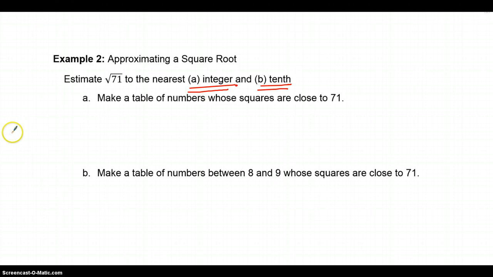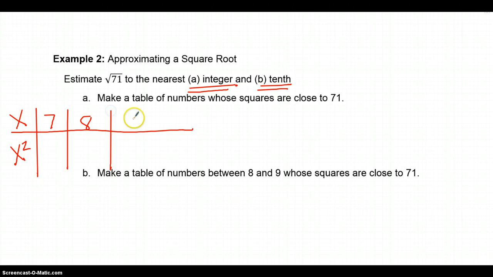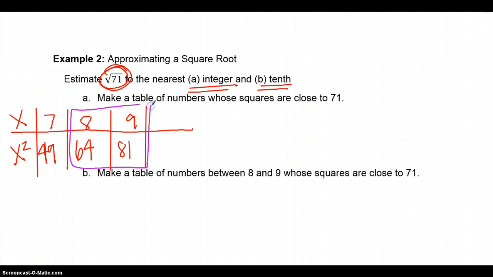Okay, so we can kind of get close to that knowing that. So what we're going to do is make a table of values. This is going to be x and x squared. And I know it's kind of close in the 7, 8, and 9 range. So that's what I'm going to try. I'm going to do 7, 8, and 9. 7 squared is 49, 8 squared is 64, 9 squared is 81. Okay, but I'm looking for the square root of 71. So I know it's going to be somewhere between 8 and 9. Okay, and then I'm going to ask myself, well, is it going to be closer to 8 or is it going to be closer to 9? And 71 is 10 away from 81, and it's not that far away from 64.